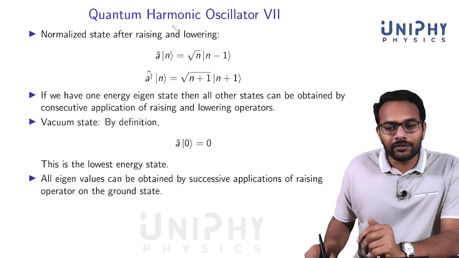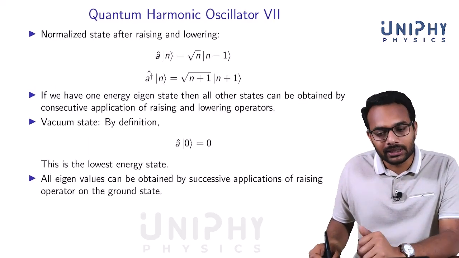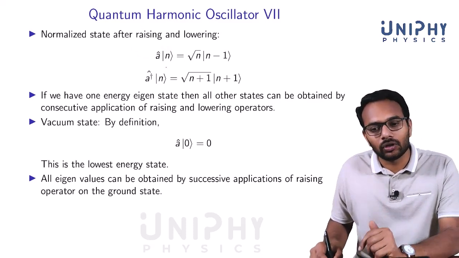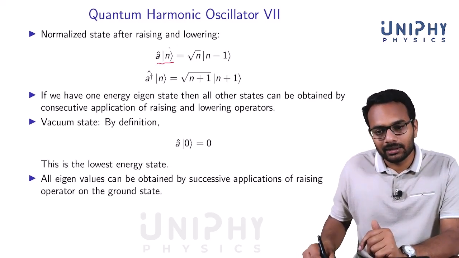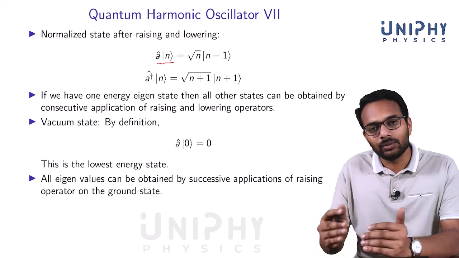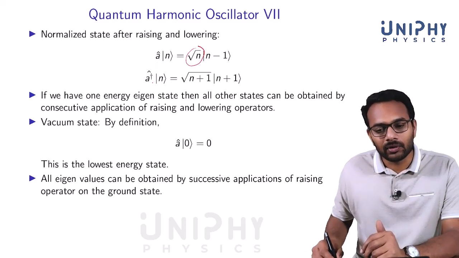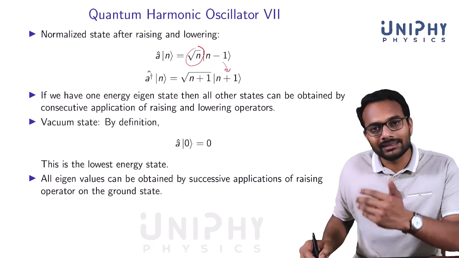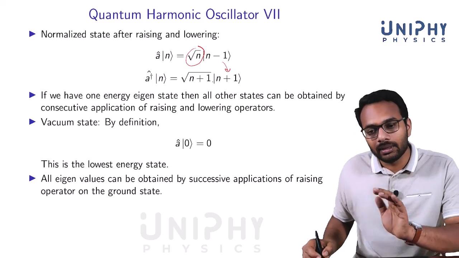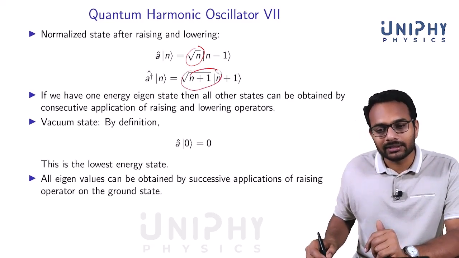The normalized state after raising and lowering. We know that the energy goes down by 1 unit, but how do you normalize the states? It can be seen that the normalization goes like this. A acting on |n⟩ goes to the state |n−1⟩, the state with 1 unit less energy, and the normalization factor is square root of n. Similarly, A dagger on |n⟩ gives you |n+1⟩, the next state, the state with energy higher by a unit of energy, h cross omega, and the normalization factor is square root of n plus 1.